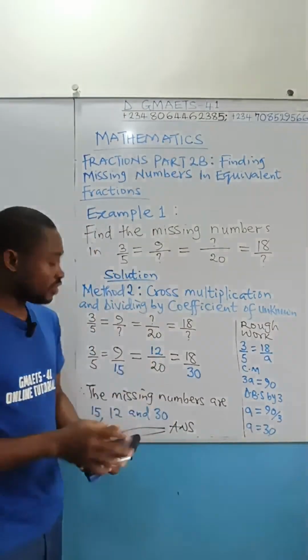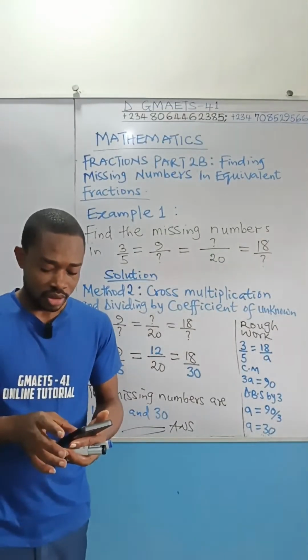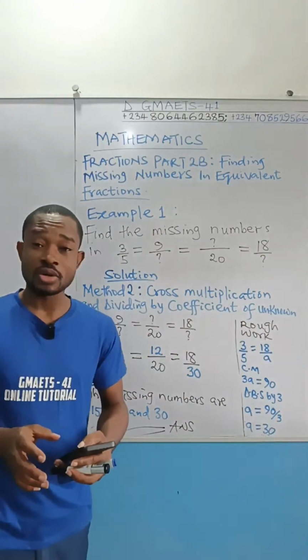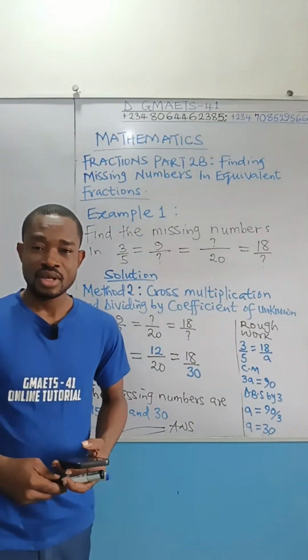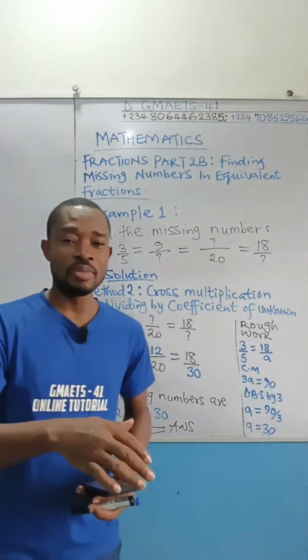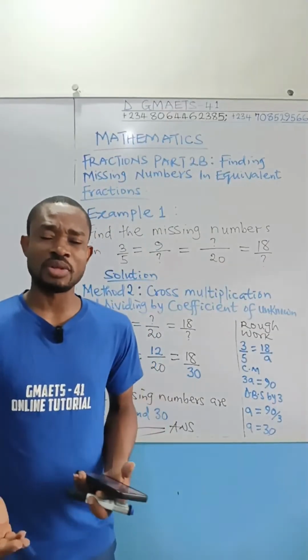Finish up what you have here on the board. I'll pick the second question. In the second question, I'll be fast. I'm not going to use method 1 and method 2 to solve. I'll just pick one of the methods.